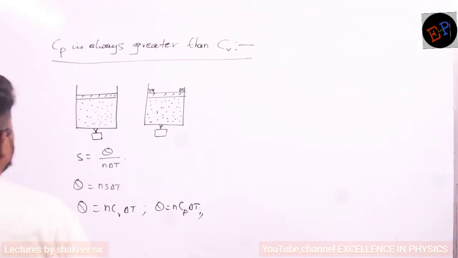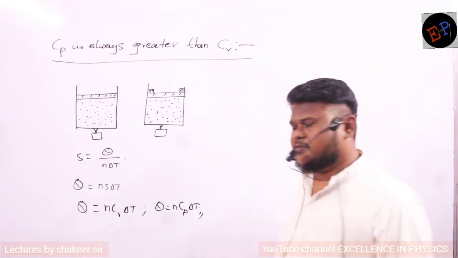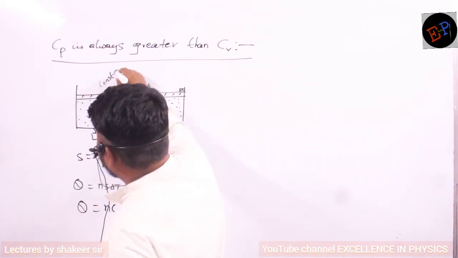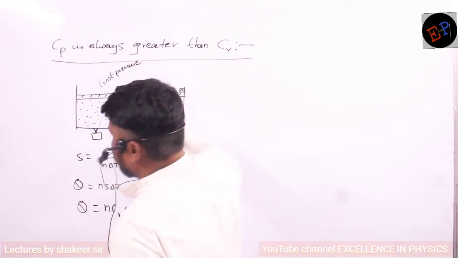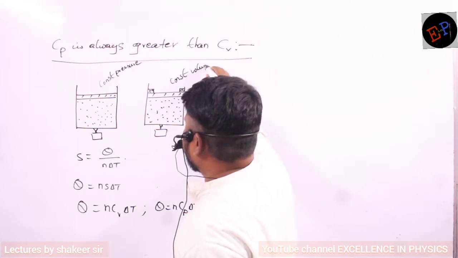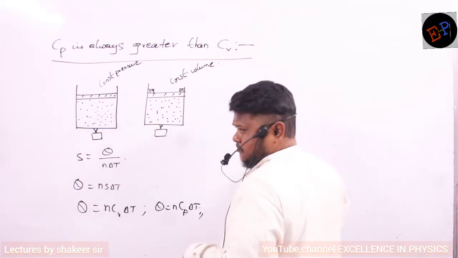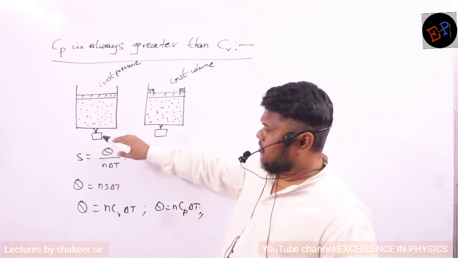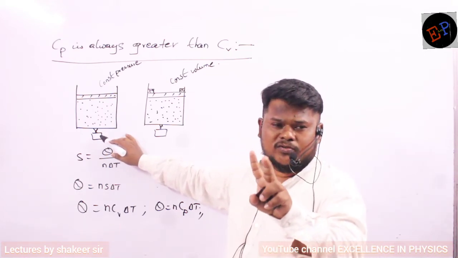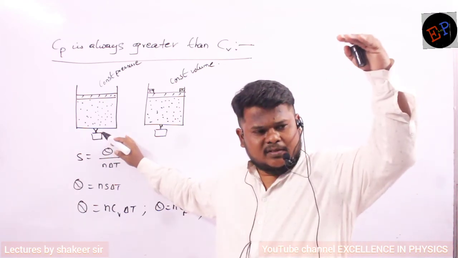Now see, this is one point which you should remember: Cp is always greater than Cv. Why? See, this is heating the gas at constant pressure, and this is heating of the gas at constant volume. Here the amount of heat energy which you supply will do two things. First, it should raise the temperature, and then it should also move the piston upwards.